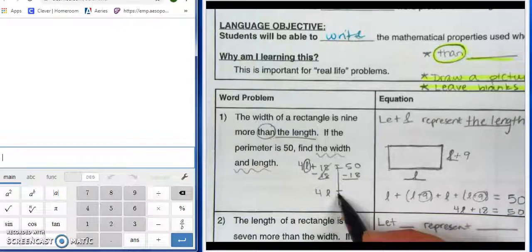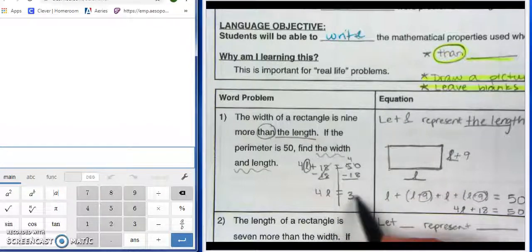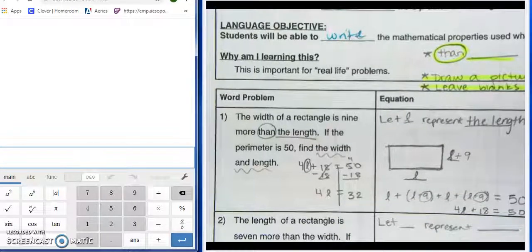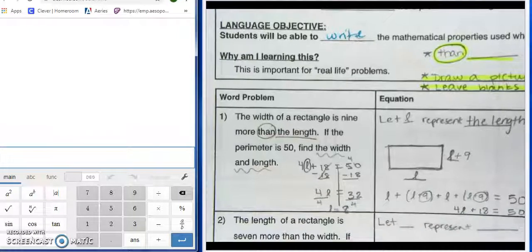4L's now will equal, if I do this little bit of math right, 32. So 4L's is equal to 32. When I divide by 4, we get L is equal to 8. All right, so what does that tell me?